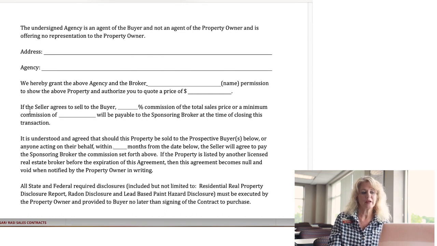Then the next paragraph says, if the seller agrees to sell to the buyer blank % commission of the total sale price or a minimum commission of blank will be payable to the sponsoring broker at the time of closing this transaction. So this is a discussion with that seller as to how much commission they would be willing to pay you as a buyer's agent.